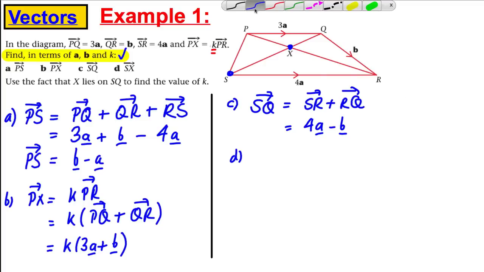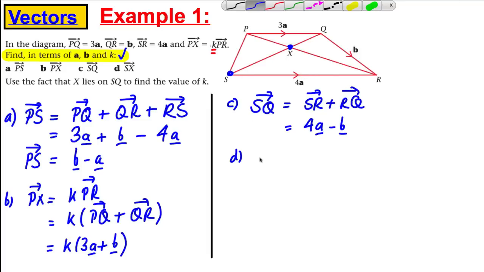So this time, we want to go from S to X here. Now how could I do that? How could I get from S to X? Right, well what I could do is, well, I could do the following.